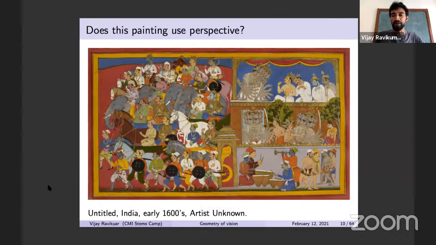So maybe as a question for everyone, does this painting use linear perspective in any way? Just look at it for a second. Obviously I haven't defined linear perspective yet, but from what we've seen so far, does it seem to use or give a sense of perspective? And if not totally, are there certain aspects of it there, or maybe there aren't. So something to think about. This one is from India from the 1600s.